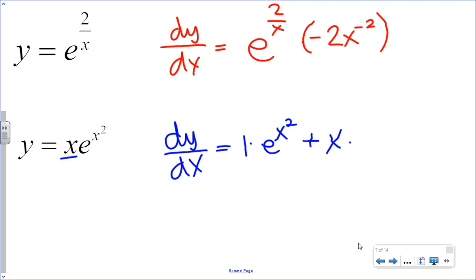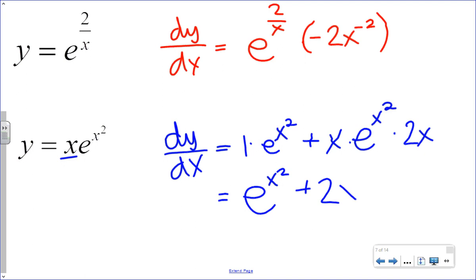Okay? So if we have e to the x squared, its derivative, copy paste, times the derivative of the inside. If it were me, I would rewrite this to be e to the x squared plus 2x squared e to the x squared.